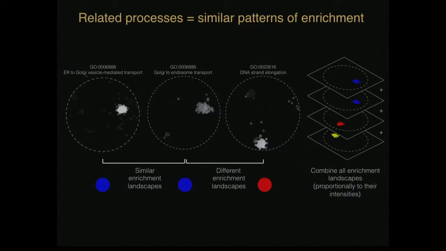So if a node is more enriched, a node can be enriched for more than one, actually. Most nodes are enriched for more than one Go term, but they might be enriched more for one than the other. So that Go term's color will be prevalent. So when we do this, we can create a combined enrichment landscape.